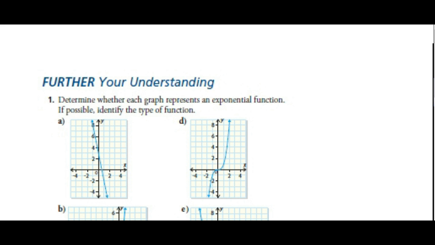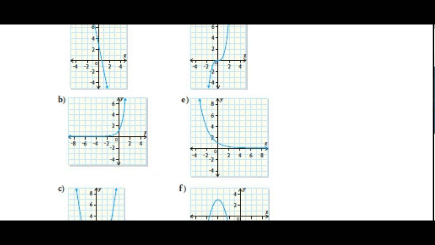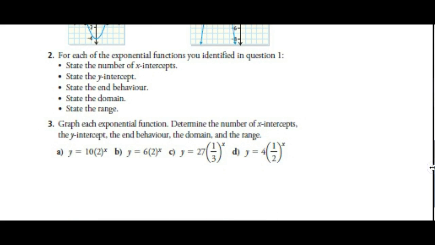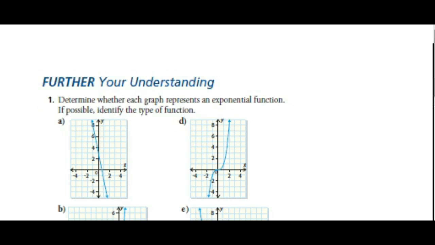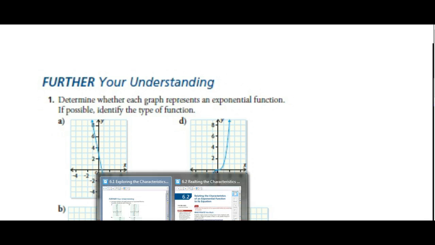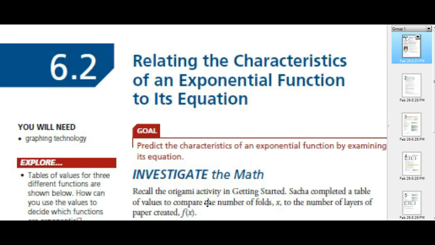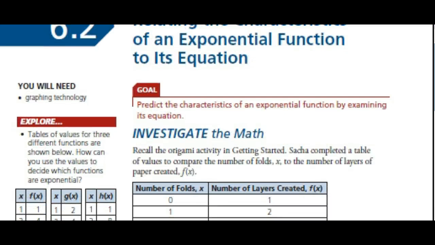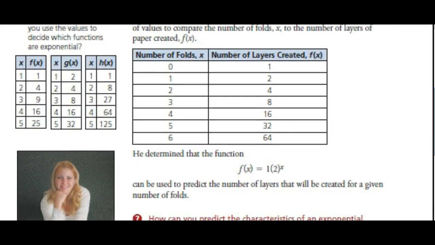Further your understanding. So then you got some questions you can do, and you identify which is this an exponential function? Say no, that one's a cubic or whatever. And we've studied polynomial functions already. So as you look through these questions, right, that's it. Not much further there. 6.2. Relating the characteristics of an exponential function to its equation. Very similar, right? So one is, what are the characteristics based on the equation? And this one is, given characteristics, what can you say about the equation?